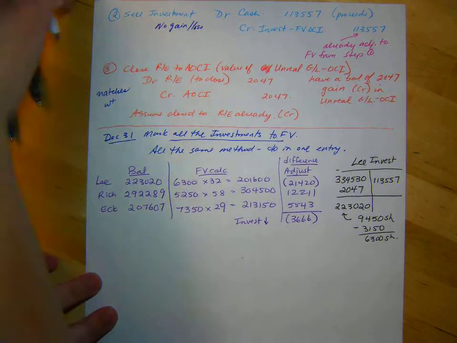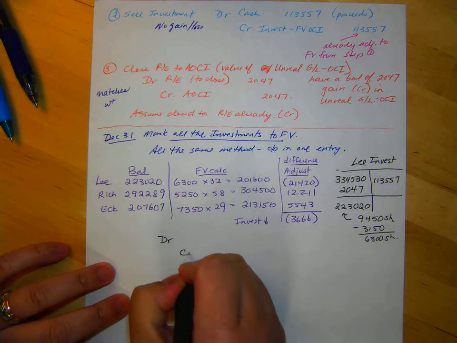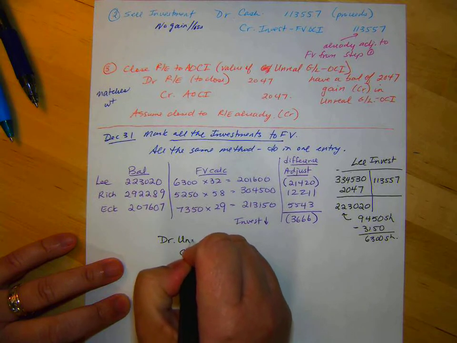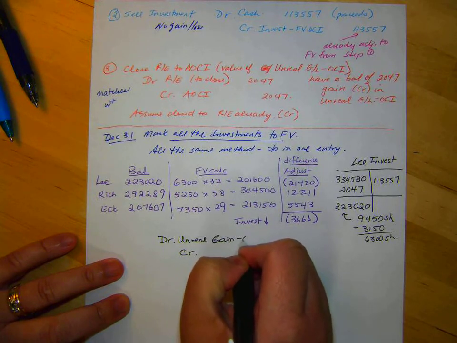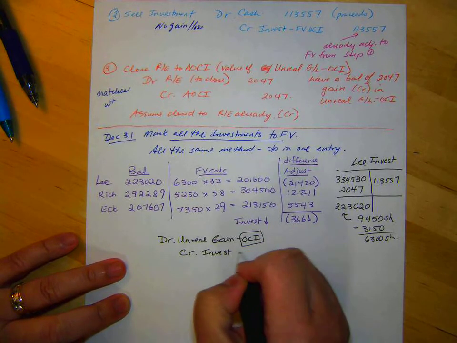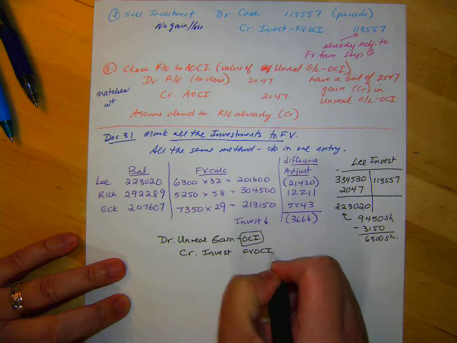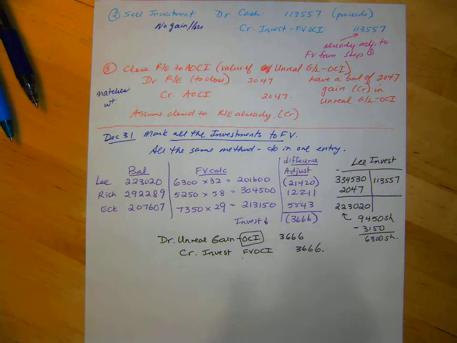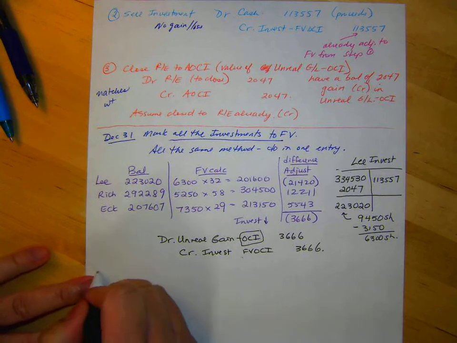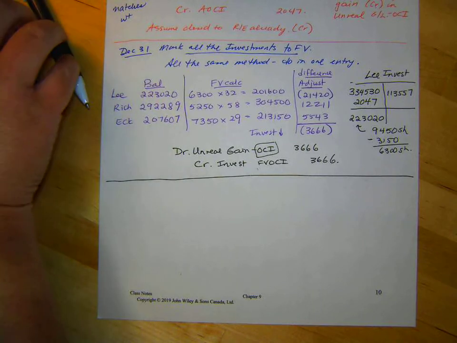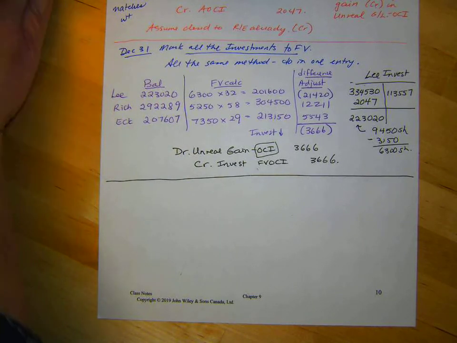Okay, so what's our entry then? Do we debit or credit the unrealized? Debit unrealized gain. Don't forget OCI. That's huge. And credit investment FVOCI for 3666. Okay, so that's the question. It's double checking on Wiley, and there's two extra little portions they ask for.